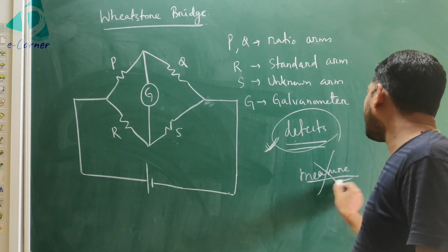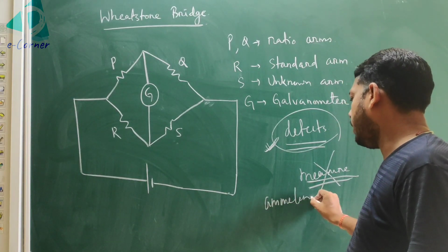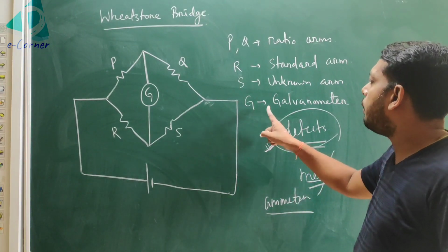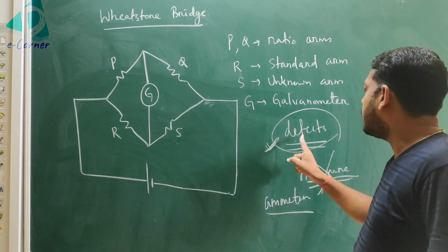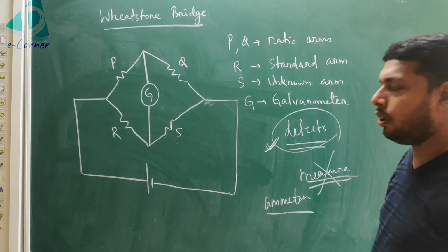To measure the current, we have another device called an ammeter. Ammeter is the device which measures the current, whereas galvanometer is the device which detects whether current is flowing through the circuit or not.